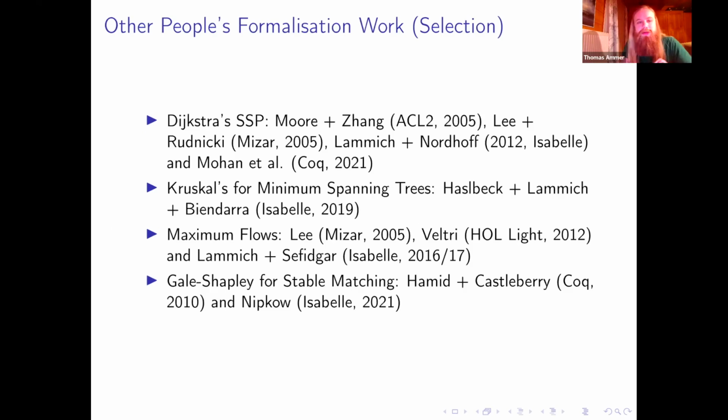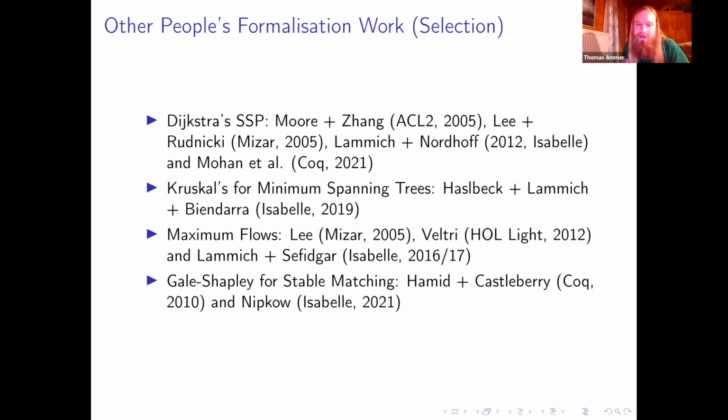Okay, what did other people already do? So there was some work on shortest paths in several proof assistants. Then there was Kruskal's algorithm for minimum spanning trees in Isabelle. Then in both Coq and Isabelle, the Gale-Shapley algorithm for stable matching was formalized. And then what's probably most related to what I'm talking about today is the third bullet point on this list, maximum flows. So these were first formalized in Mizar by Lee.